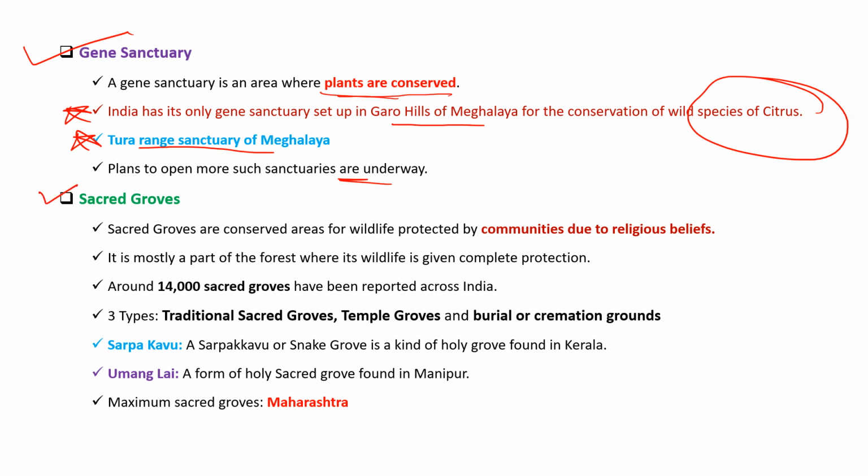Now the sacred groves. Sacred groves are conserved areas for wildlife protected by the community due to religious belief. People of a community protect a particular region based on religious beliefs, thinking that if we harm it, it will be a sin, or a system of this type. So the particular community protects the area based on religious beliefs. It is mostly part of a forest where wildlife is completely protected. In India, around 14,000 sacred groves are reported. They are basically of three types: the traditional sacred groves, temple groves, and burial and cremation grounds. So these are the three basic types of sacred groves.